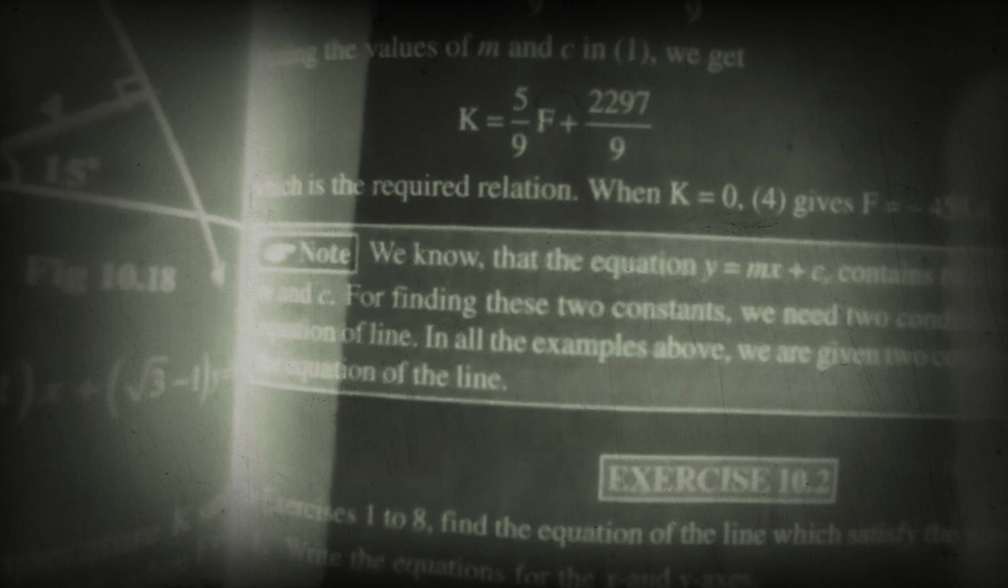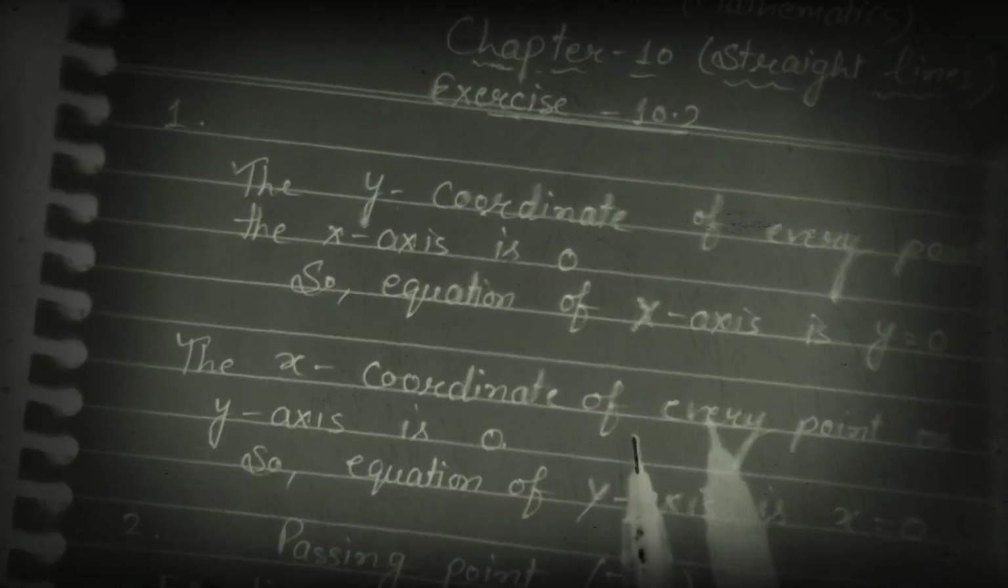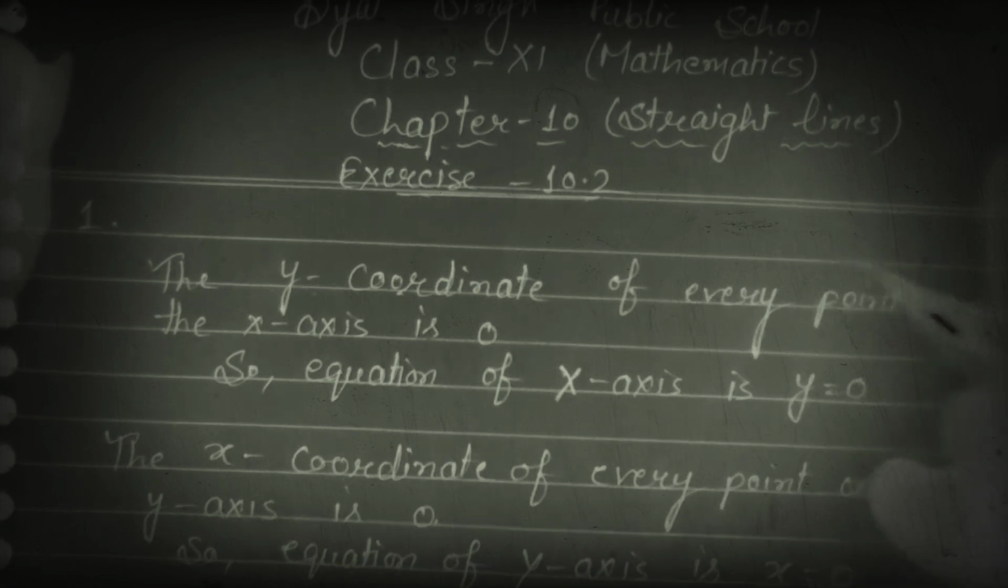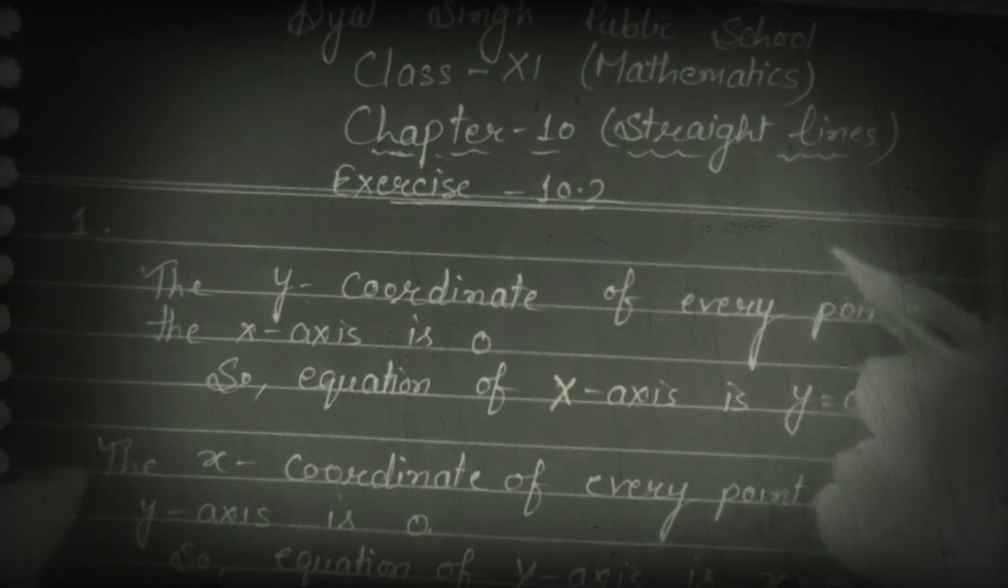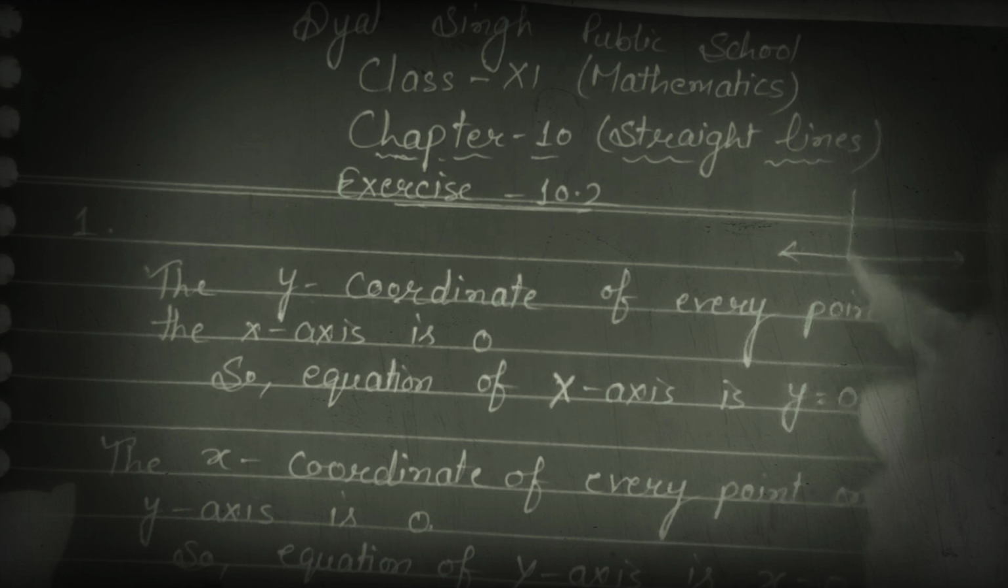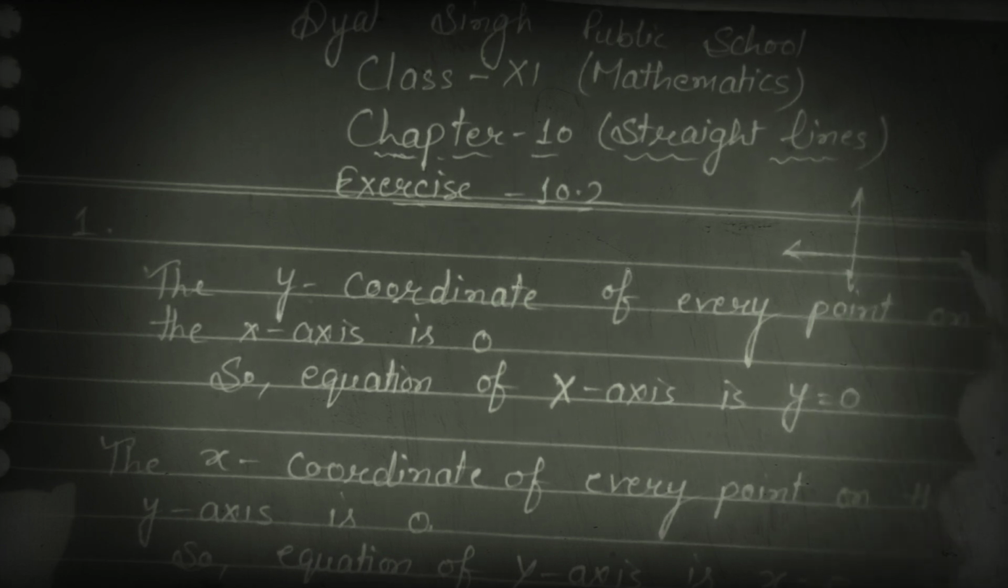In this first question we have to write the equations for x-axis and y-axis. So look at this. We know that this is the x-axis and this is the y-axis. On the x-axis, the y coordinate of every point is 0. So that means y is equal to 0. This line is y is equal to 0.